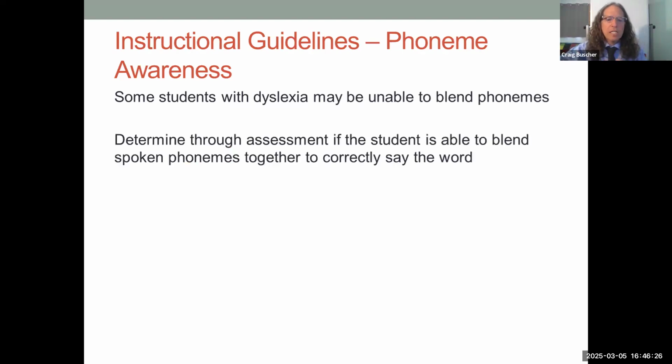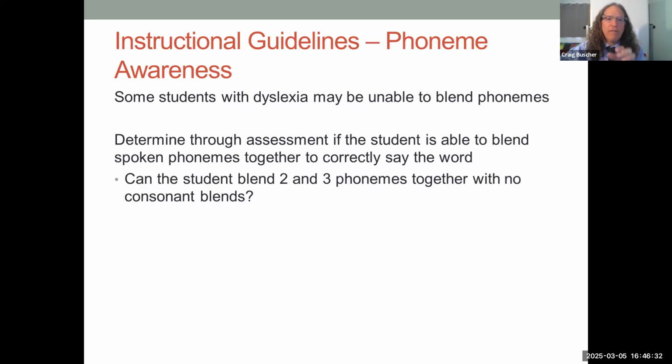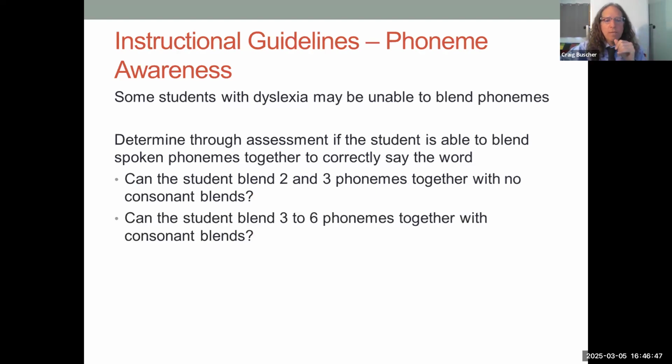So then in assessment, you want to see what they can blend and what they can't blend. My first question is, if I give you 2 sounds orally, can you put those together? If I give you 3 sounds orally, can you put those together? And if the answer is no, then that's the instruction that I'm going to start giving you, which I'll show you here in a second. If you can do that, then my question is, what if I give you 3 to 6 sounds? Can you blend those together?